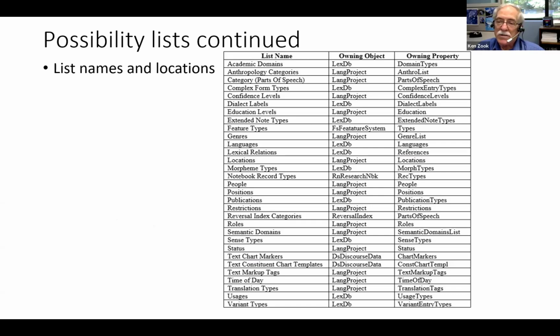These are all of the possibility lists that come with the project, and it shows the owning object and the owning property, and then the name that gets displayed to the user. So if you ever need that information, this is a list that shows all of that.